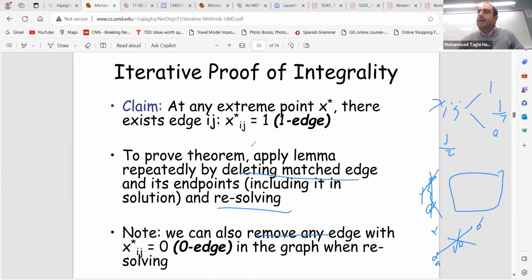So even if I want to continue with the current LP, of course this is 0. But if I want to continue with the LP, I know that the optimum solution puts 0 here. So there is a solution that says 0 there. I just delete this edge and continue.